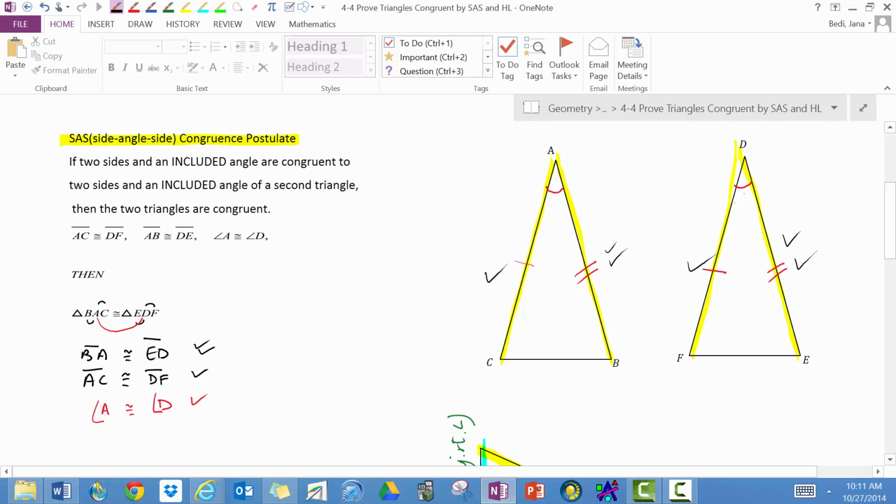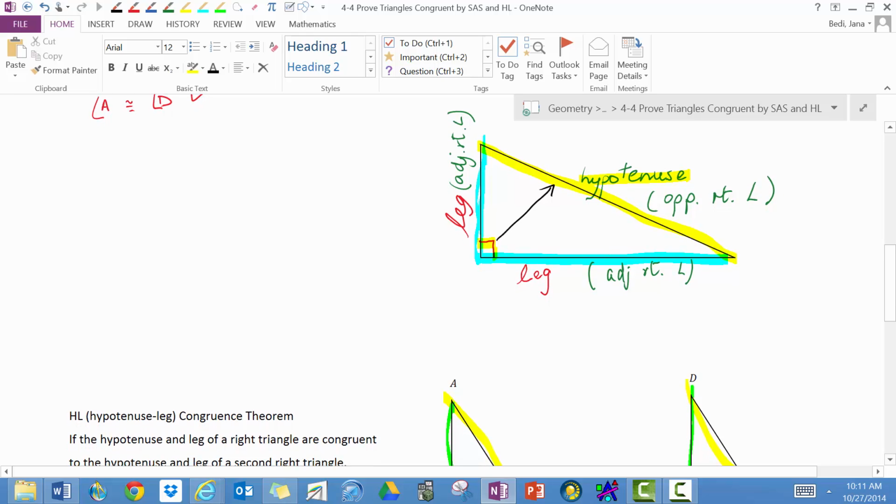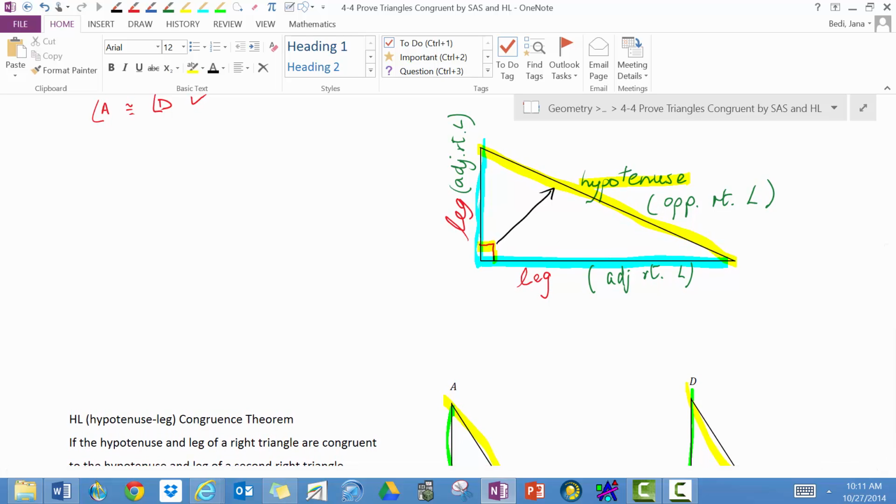Next we move on to the hypotenuse leg theorem, but before we do that, let's just remind ourselves of how to name the sides of a right triangle. In a right triangle, the highlighted side, the hypotenuse, is opposite to the right angle, and it's always the longest side in that triangle. The two sides highlighted in blue are called the legs. They include the right angle. They are the sides of the right angle. We say they are adjacent to the right angle. So in a right triangle, the longest side opposite the right angle is the hypotenuse. The other two sides, including the right angle, are legs.